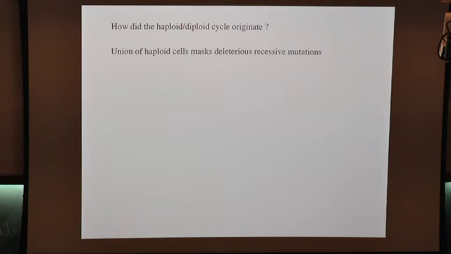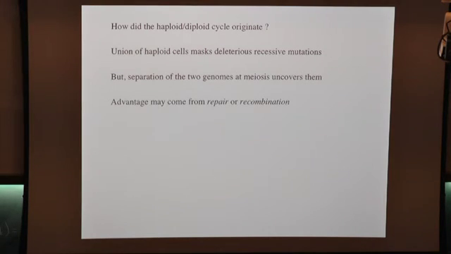Okay, so how do we explain the separation of the diploid into two haploids? How do we explain the origin of something like meiosis? Because if they just separate without anything having happened, then you just uncover all the deleterious mutations again, and you're kind of stuck. So what's going on here? Well, basically, you can think of two kinds of advantage which might arise. One is an advantage from the possibility of repair.